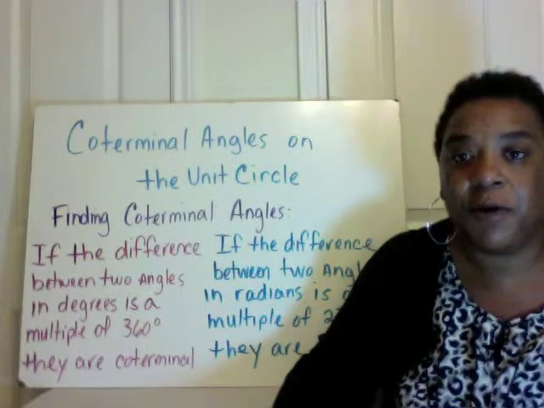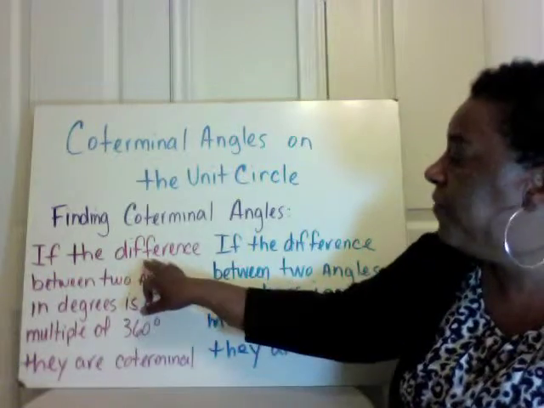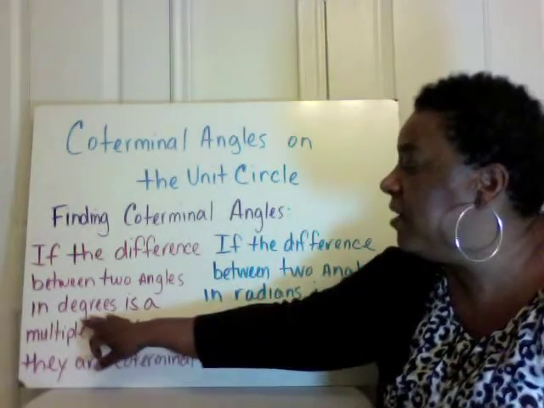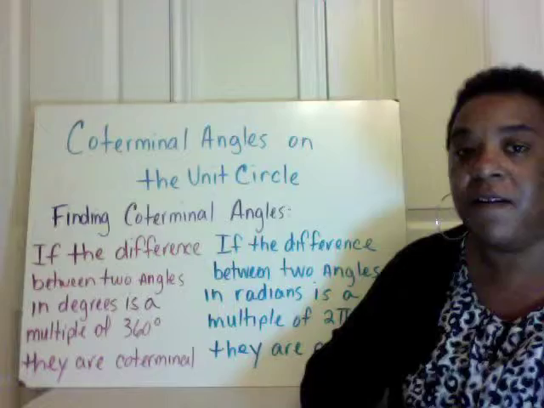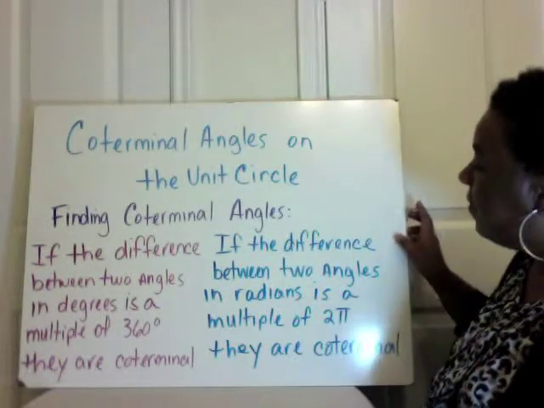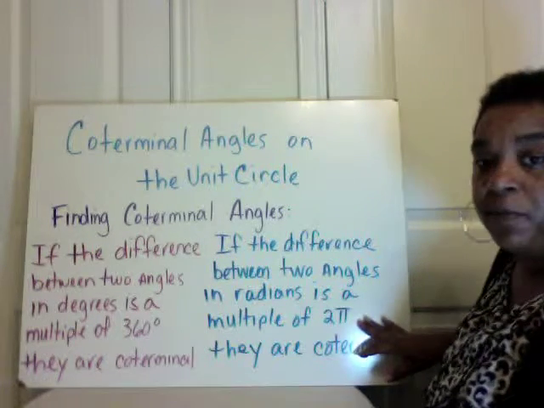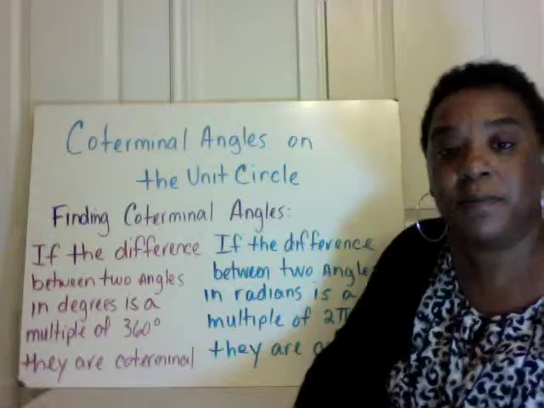So how do we determine if two angles are coterminal? If the difference between two angles in degrees is a multiple of 360 degrees, they are coterminal. If the difference between two angles in radians is a multiple of 2 pi, they are coterminal.